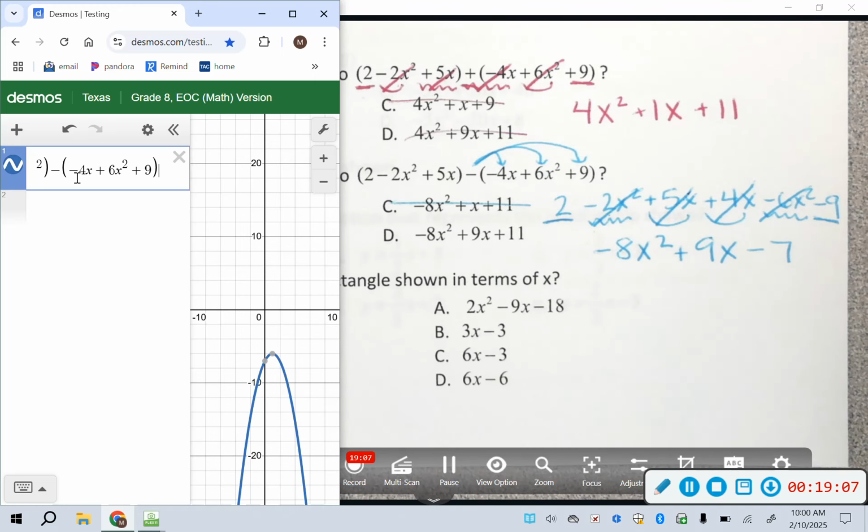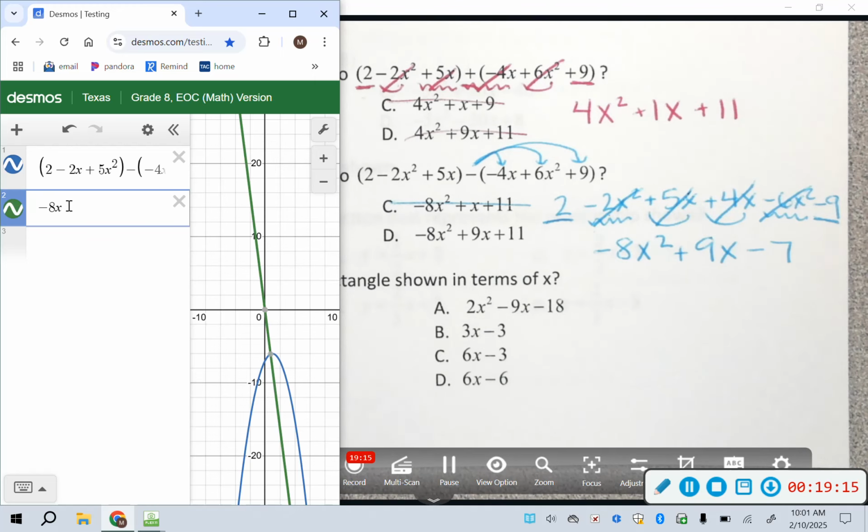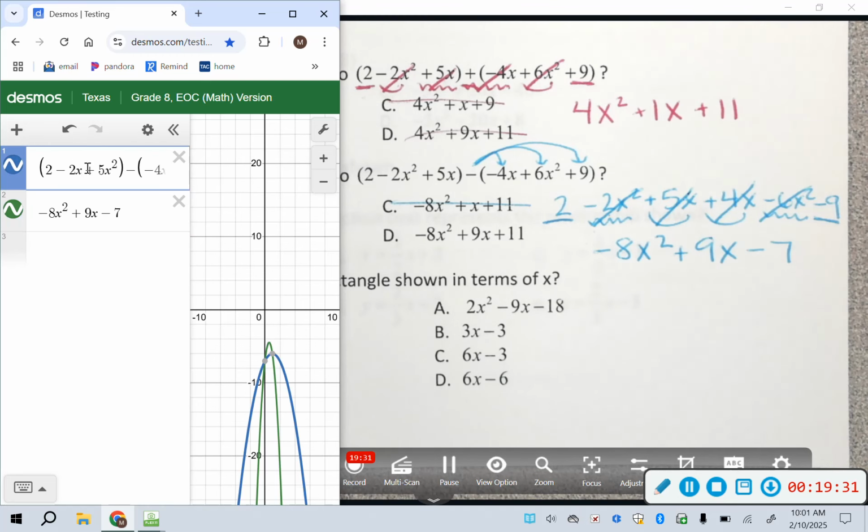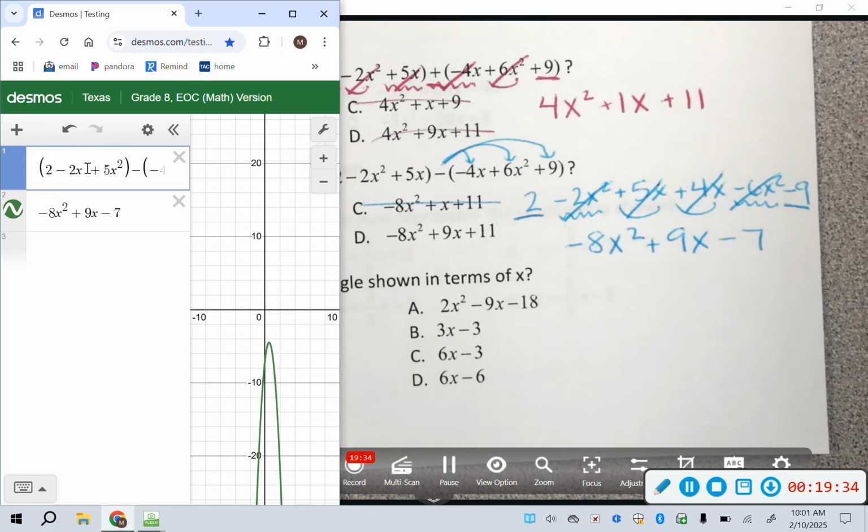They should be the same as, so there's my blue line. That should be the same as what I came up with. So we came up with negative 8x squared plus 9x minus 7. I typed something wrong. Oh, that's what I did. This should be squared. I was like, I know I made a mistake, but I didn't. I just typed something wrong. That can also be why they don't match. So now they match.